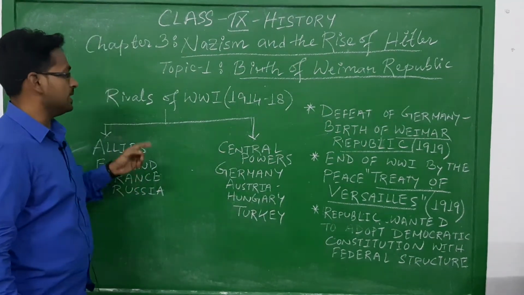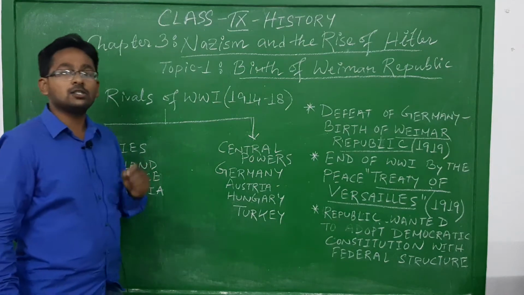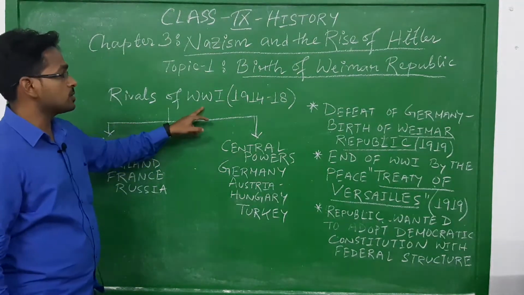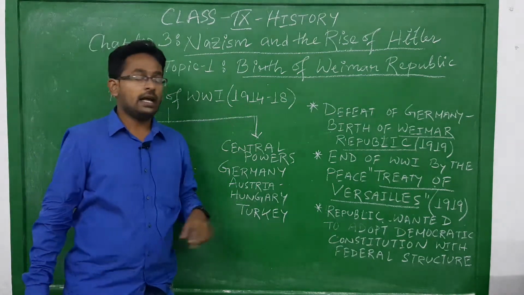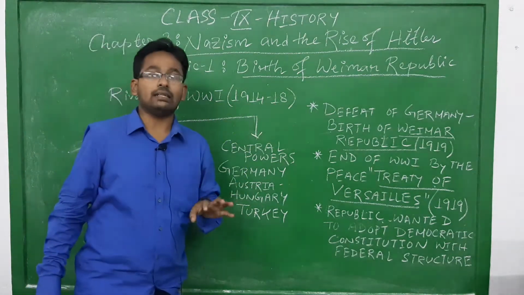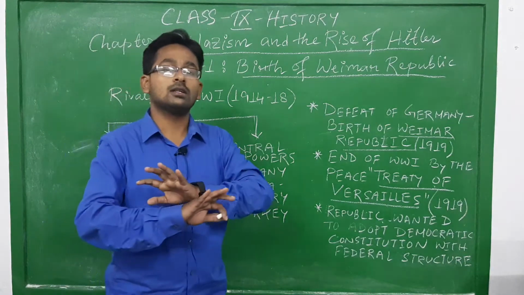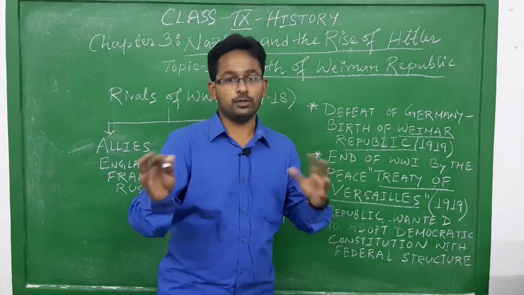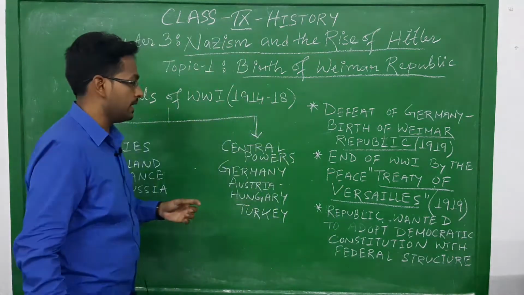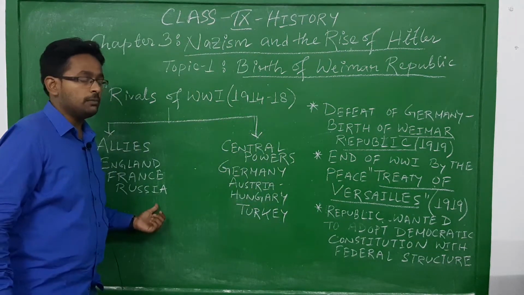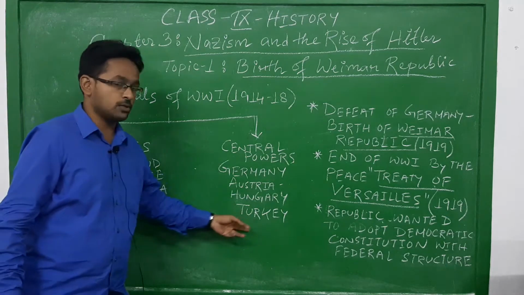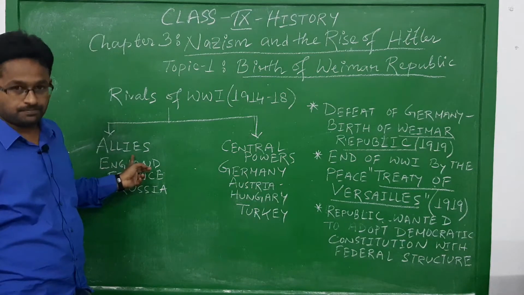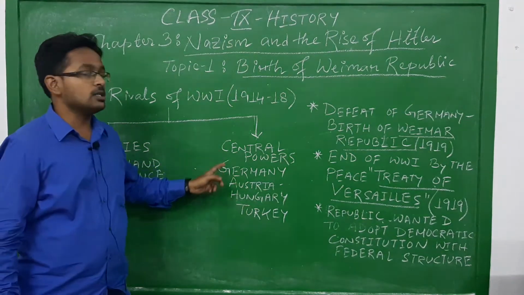Dear students, you can see this chapter basically starts with the story of the First World War. The First World War started in 1914 and ended in 1918, and finally the war was ended by the peace treaty which was imposed between these 2 brigades. You can see that the world powers, basically European powers, were divided into 2 groups, 2 brigades we can say. The first group is known as the Allies, and the second group is called the Central Powers.